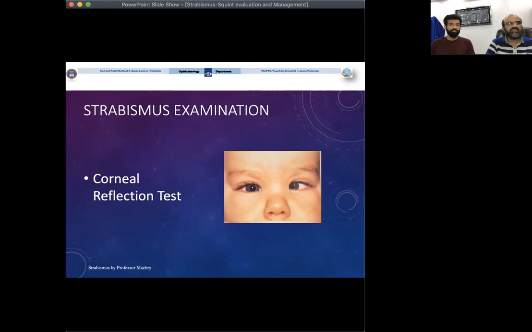Really? Corneal reflection test, very simple. Hirschberg test. Dear Noman, can you give me the torch so that I can show the corneal reflection test to this student?